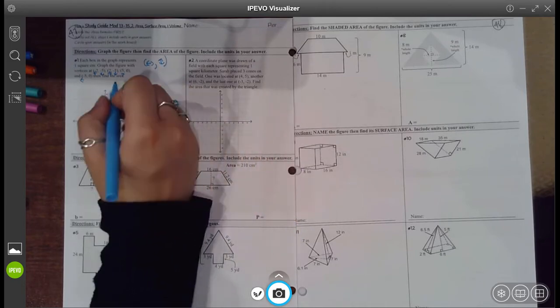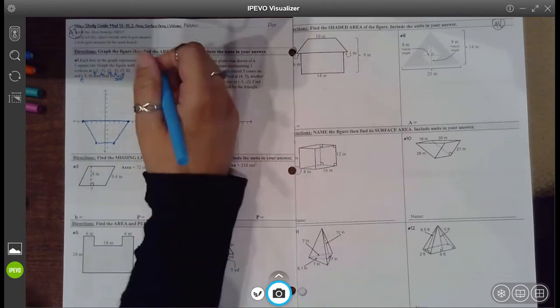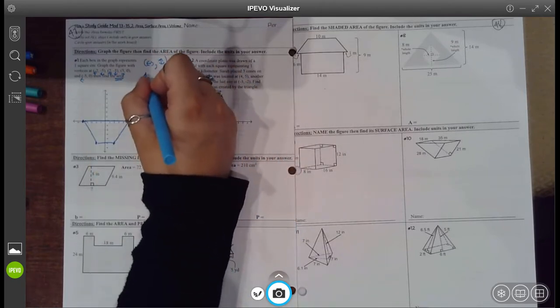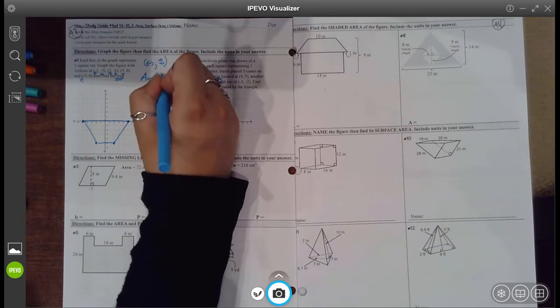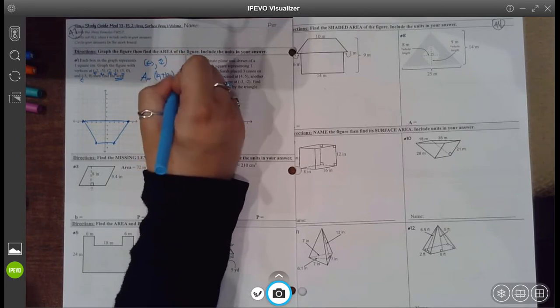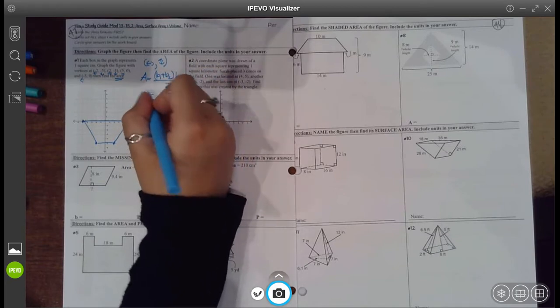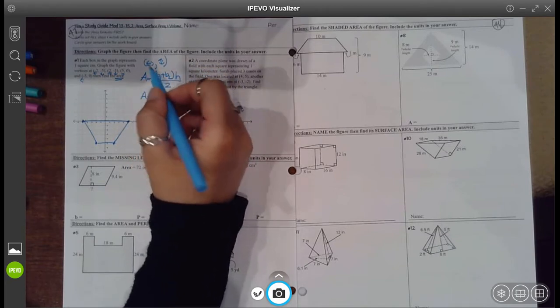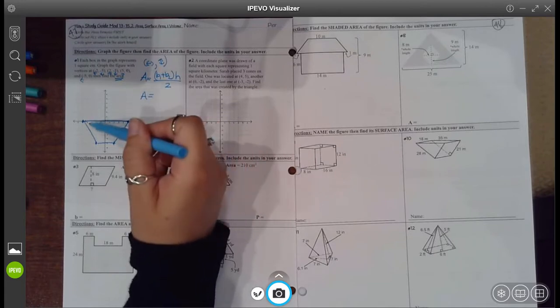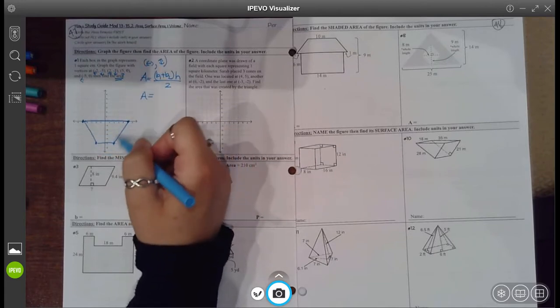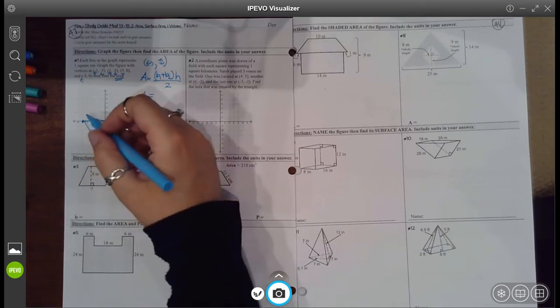Okay, it asks you to find the area of this shape. So the area of a trapezoid is base 1 plus base 2 times the height divided by 2. So I need to know my 2 base lengths. And the bases are the ones that are parallel to each other. So this and this. You can't find the length of diagonal lines. So let's find this length.